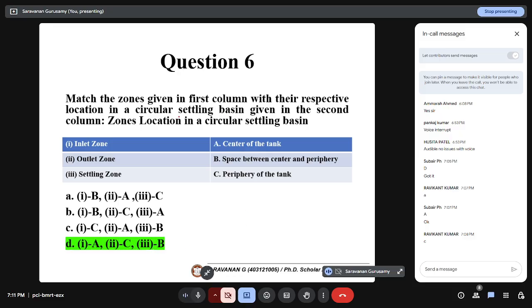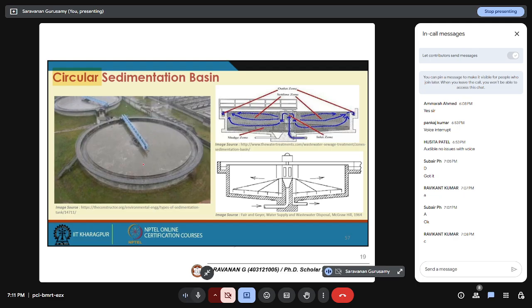This is regarding the circular settling basin. If you see this diagram itself, you can understand. Water is entering in the center, it will move, and at the periphery it will go out. But if it is rectangular, water will enter here and move out here. This is the settling tank, sorry, the settling zone. You got it?